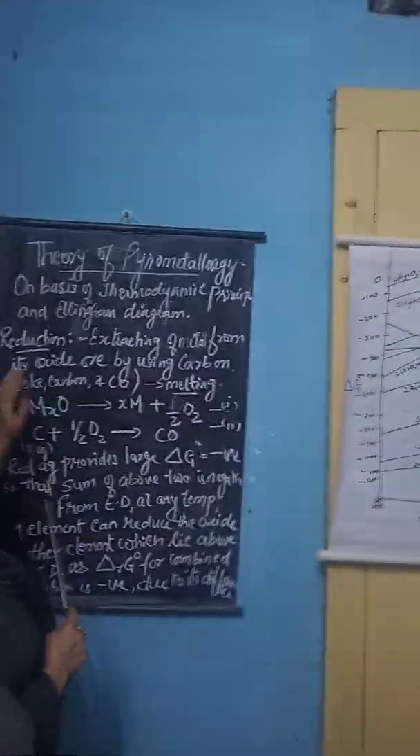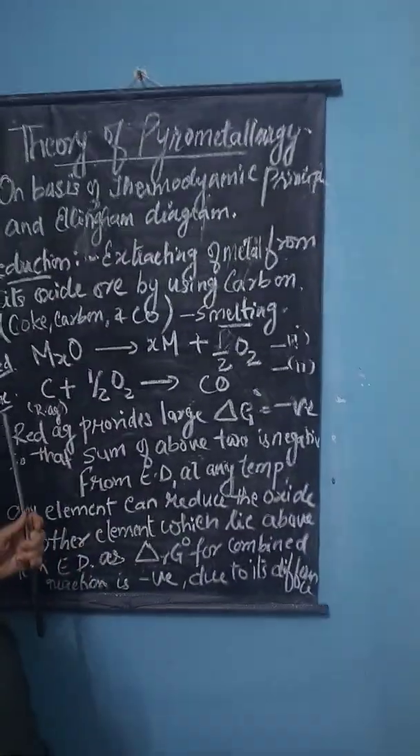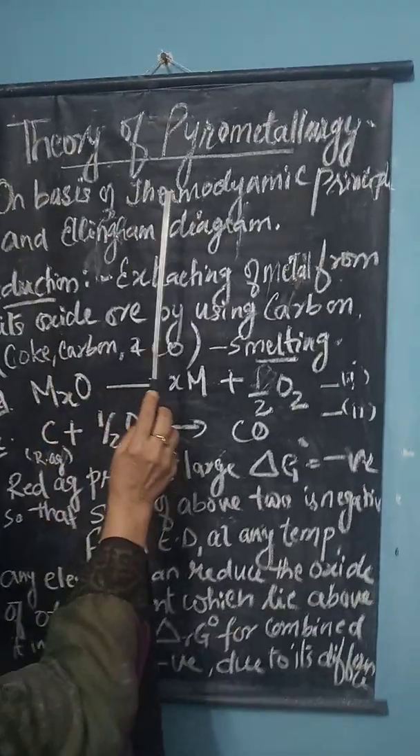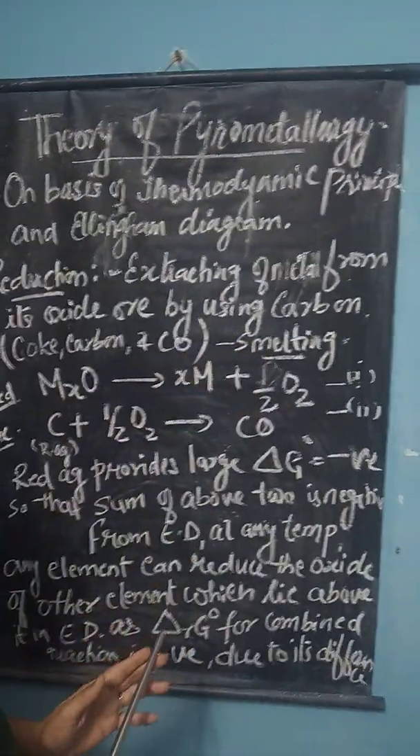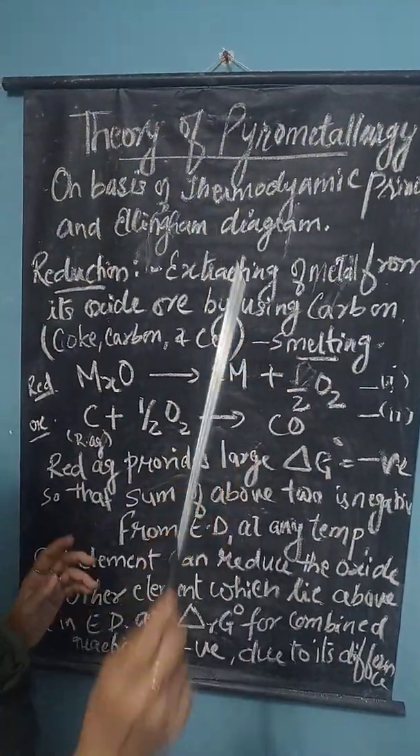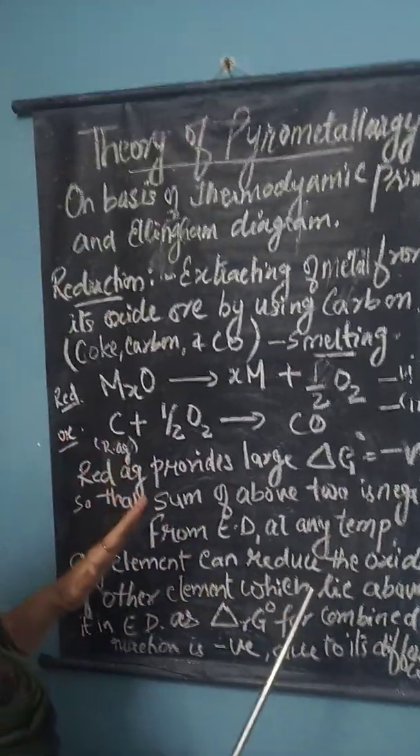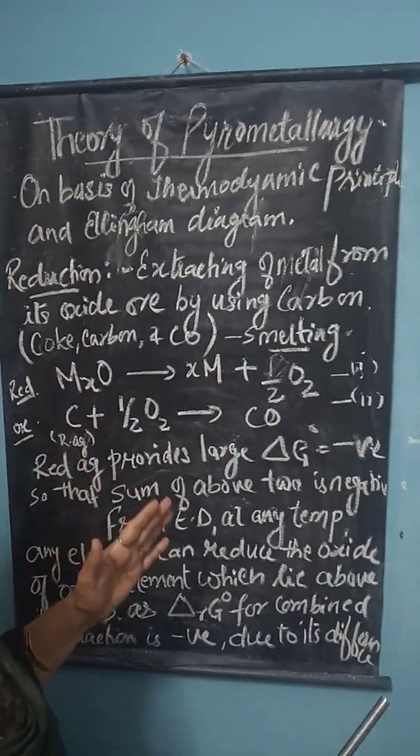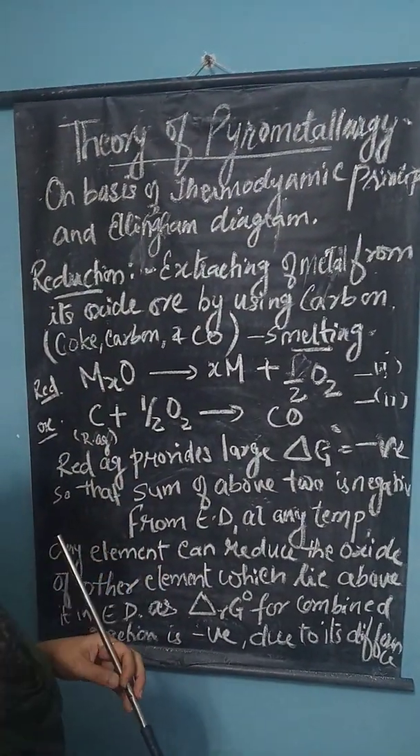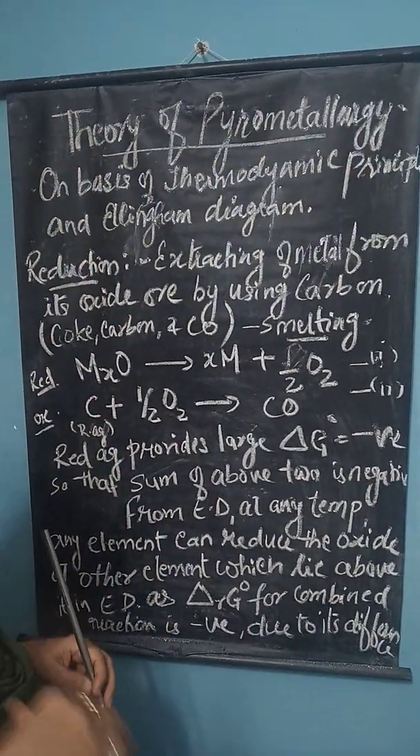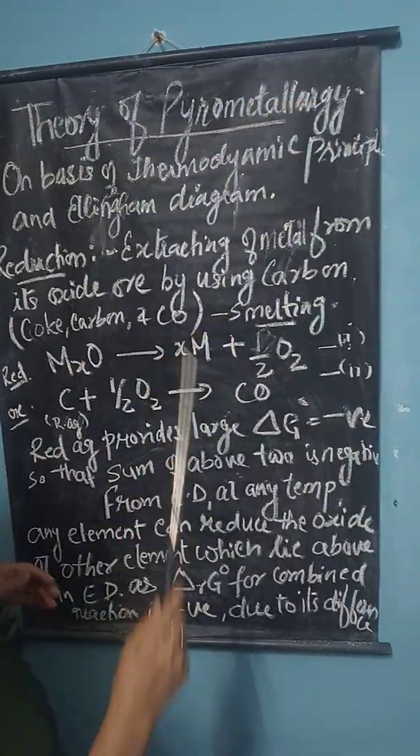Now we are going to study the theory of pyrometallurgy. On the basis, now what is pyrometallurgy? First we'll see. Pyrometallurgy, as we have already discussed, is the method or the process of reduction of metal oxide by means of any other chemical substance to obtain metals. So this is known as pyrometallurgy.